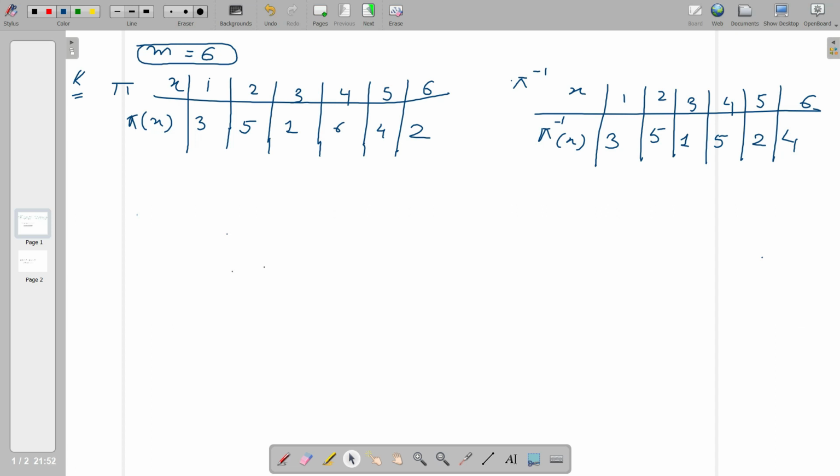Okay, and this is our permutation pi, and then we take the inverse permutation also. So this is pi inverse, this is pi, and this is pi inverse x. This one is for encryption and this one is for decryption.